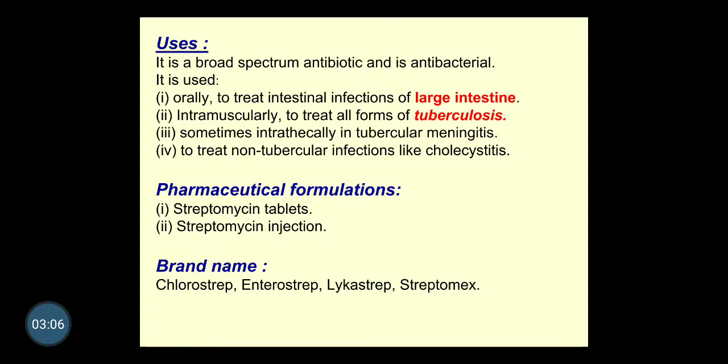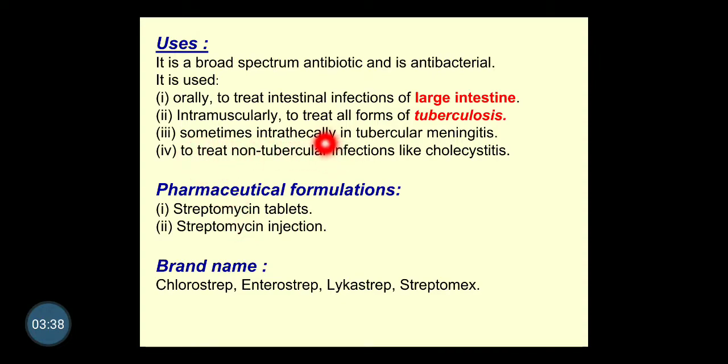Uses of streptomycin: it is a broad spectrum antibiotic, an antibacterial, and orally it is used in the treatment of intestinal infection of the large intestine, sometimes colitis, that is the infection related with the large intestine. Intramuscularly, it is used for the treatment of tuberculosis. For tuberculosis, streptomycin is the most popular antibiotic, the most preferable first line treatment of tuberculosis.